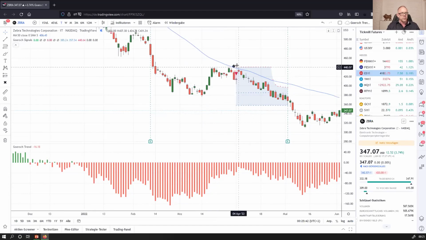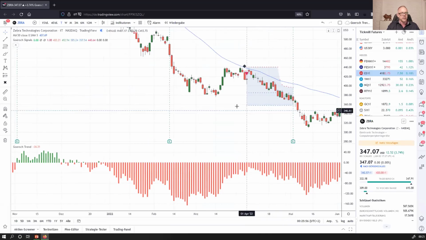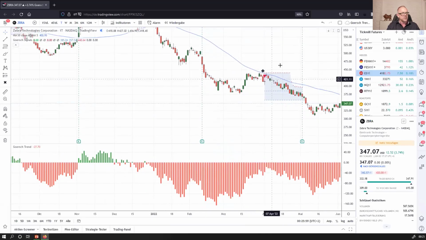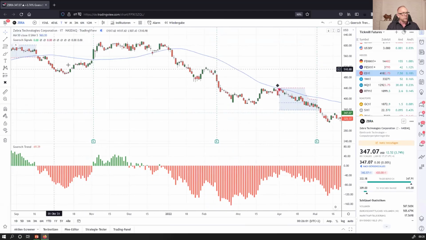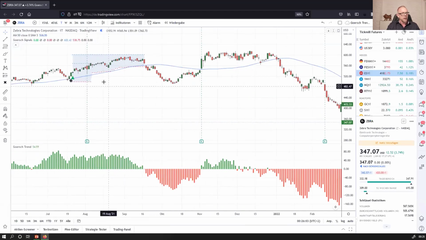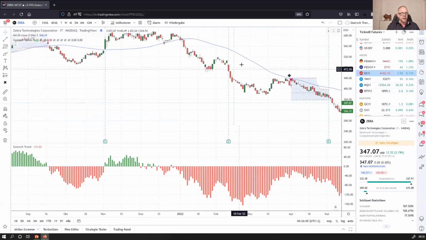Stop is up here above the last high. So the stop was not hit here in this retracement. And then we see the market trending to the downside, hitting the first target and here hitting the second target, and everything is fine. So we have one stock that changed the direction from long to short, and we made our profit on the long side and also on the short side as well.